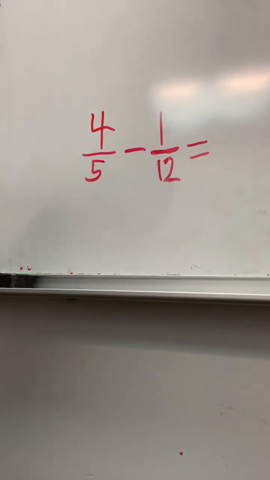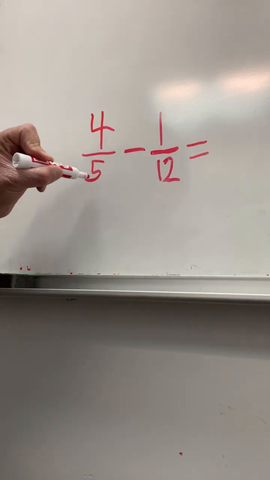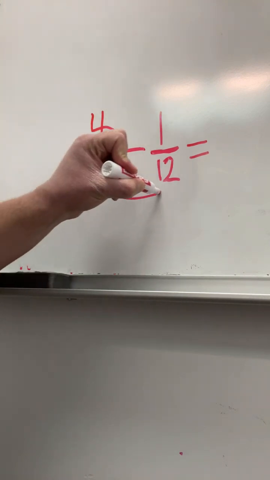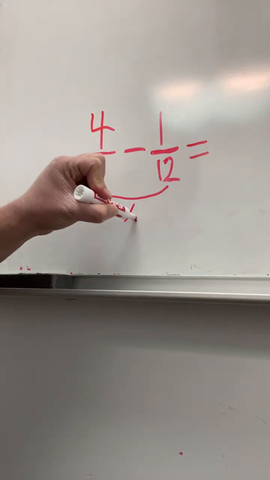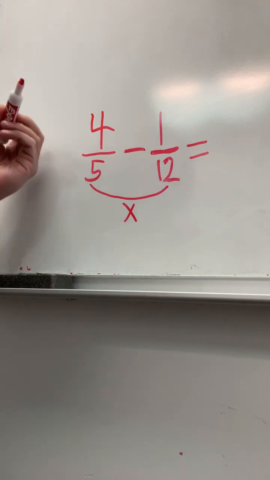So the first step of the butterfly method, you don't need to do these steps in any particular order, but I think it's easiest if we determine the common denominator. You can determine the common denominator simply by multiplying the two different denominators for the fractions that you're subtracting. So 4/5 minus 1/12.